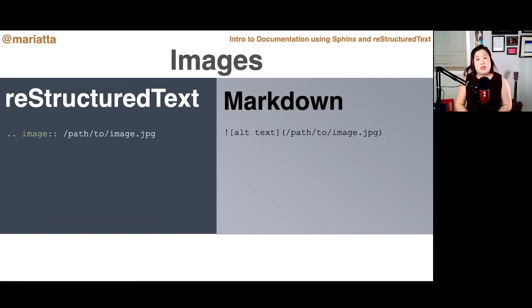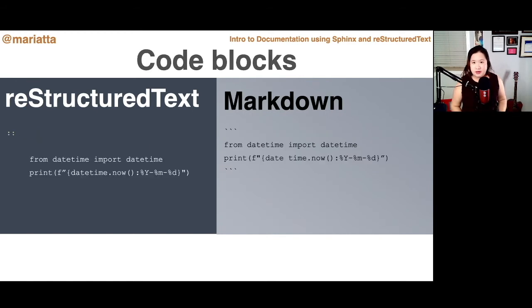And you can add images by using the image directive. So it's .. space, the word image, 2 colons, and the URL to the image. Notice that there is a space between the 2 dots and the word image. So white spaces and indentation are actually important in reStructuredText, just like in Python code.